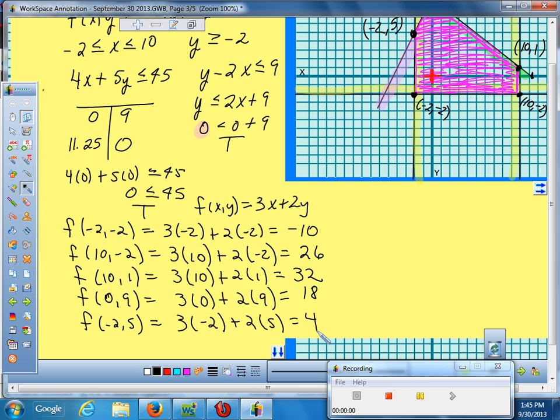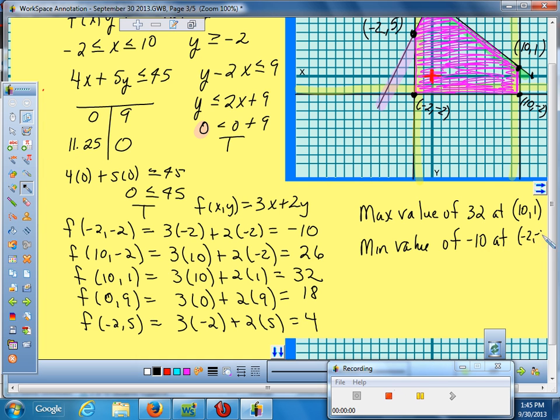Okay, and when you're working these ones that are just graphing, all you need to say for a final answer is, okay, I got a maximum value of what? What was the highest value we saw here? At what point? 32 happened at 10, 1. And I got a minimum value. What was our lowest? Negative 10, yes. At negative 2, negative 2. And ta-da! You have solved your linear programming problem.